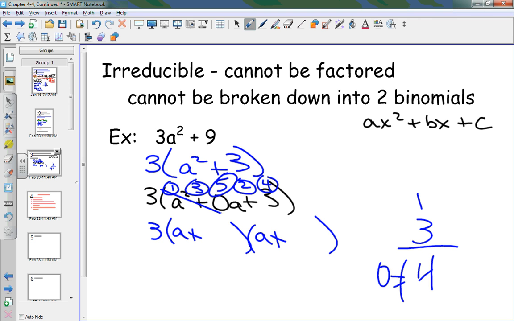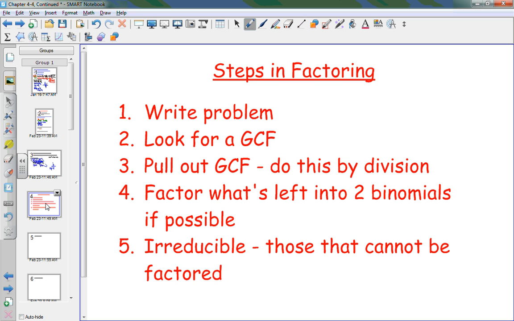This thing cannot be factored into two binomials, and I have it being irreducible after 3 times a plus 3. Do we see that, yes or no? The answer is just 3 times a squared plus 3, yes. Write this down.